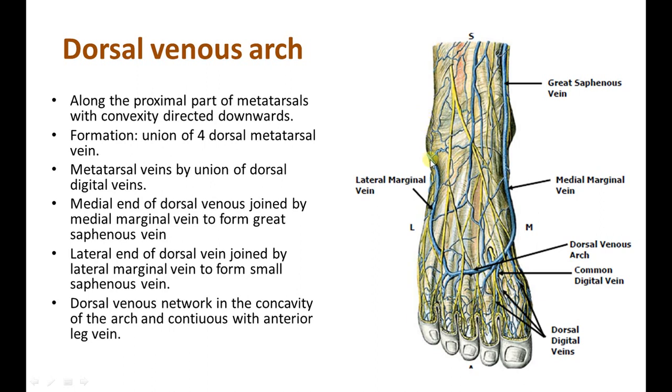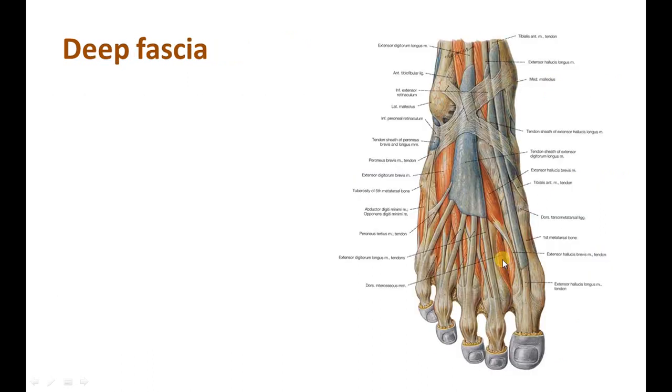Okay, which passes behind the lateral malleolus. Okay, then if you look at it from the concavity of the arch, you can see it is continuous with the anterior leg vein. It is actually continuous with the anterior leg vein. So that is about the dorsal venous arch.